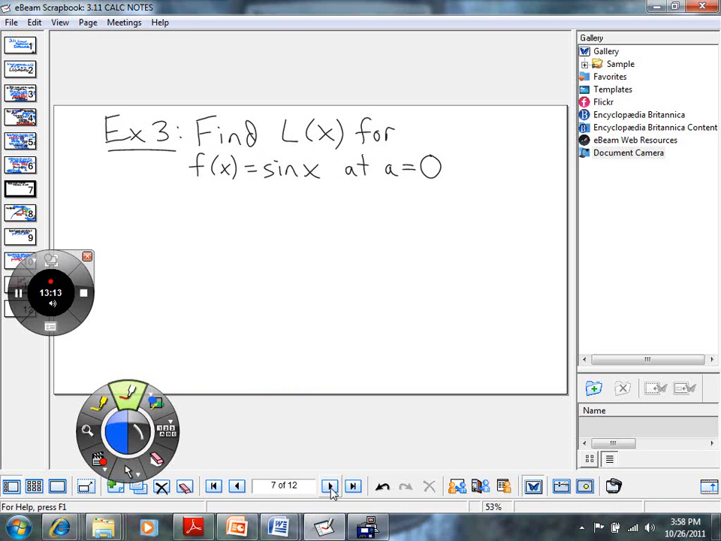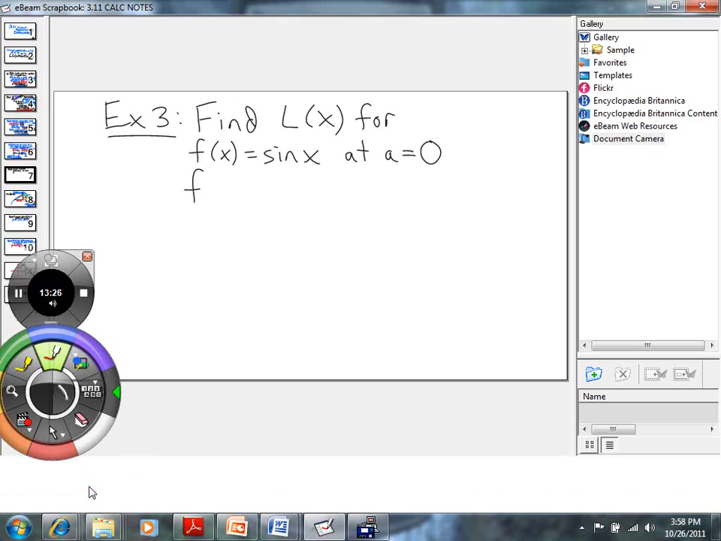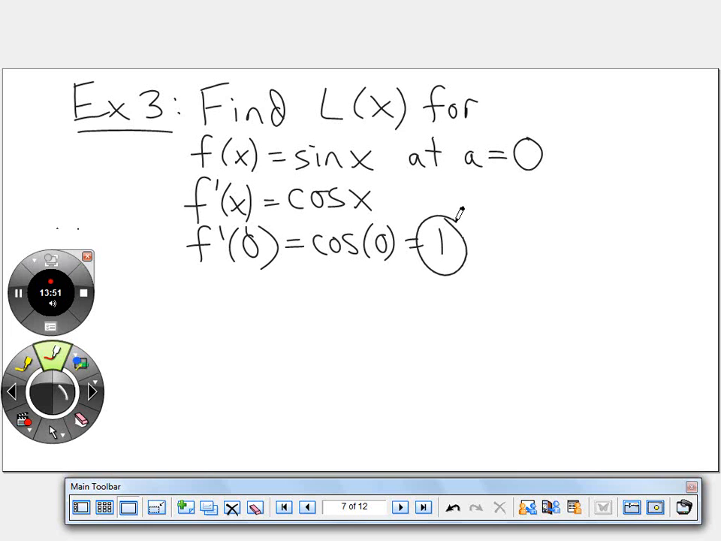Alright, find the linearization for f of x equals sine x at a equals 0. So, of course, to do this, you're going to need the derivative. So, let me find that. So, f prime of x would be equal to cosine of x. And we're going to need to figure out the derivative at that spot, the slope at that spot. So, f prime of 0 equals cosine of 0. And so we would say that equals 1. So we've got a good slope.